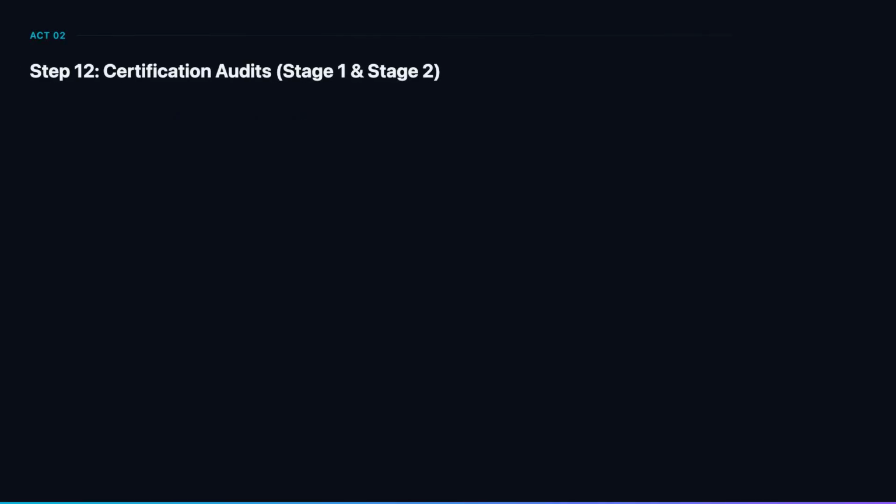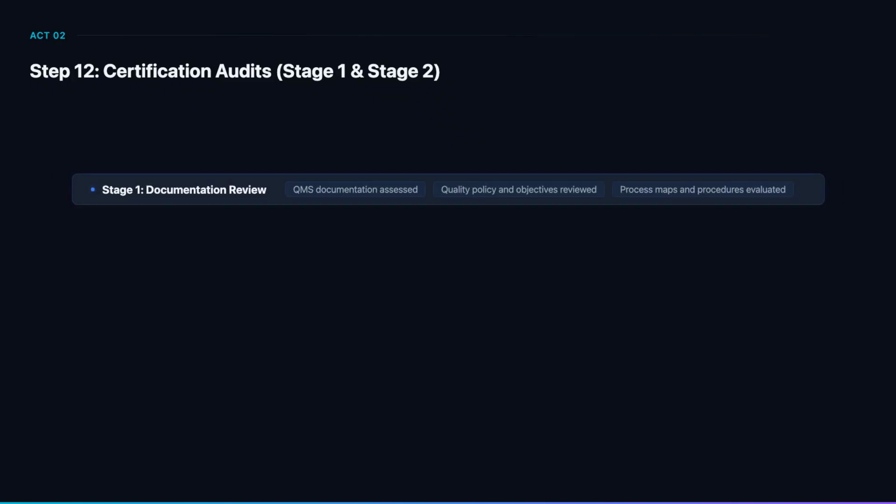The certification journey consists of 2 audit stages. Understanding what each involves will help you prepare effectively. Stage 1 focuses on reviewing documentation. The certification body evaluates whether your quality policies, objectives, process maps, and procedures are in place and meet ISO 9001 requirements. They assess your readiness for the Stage 2 audit.